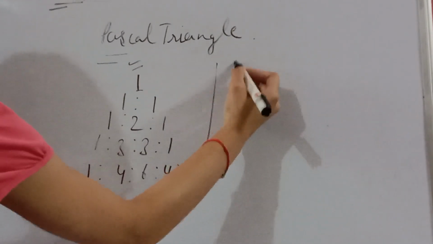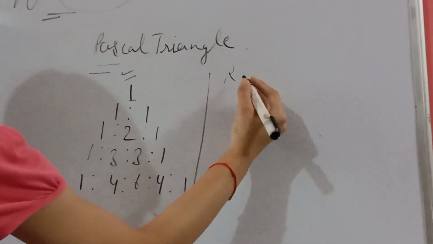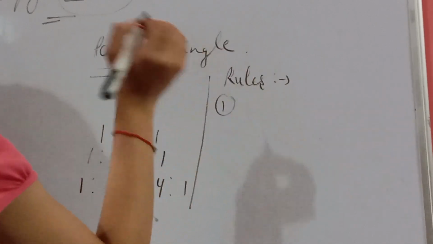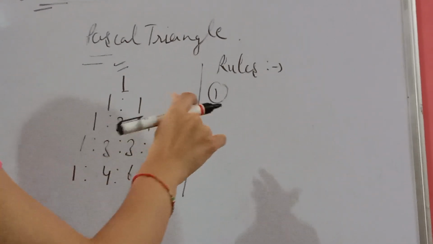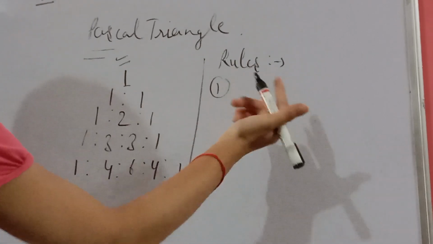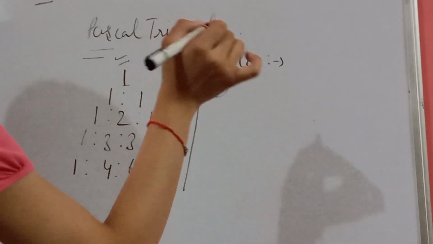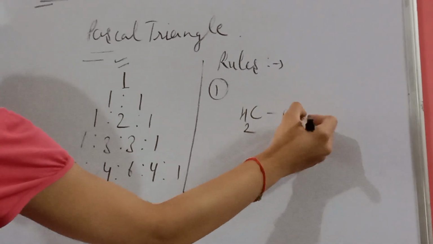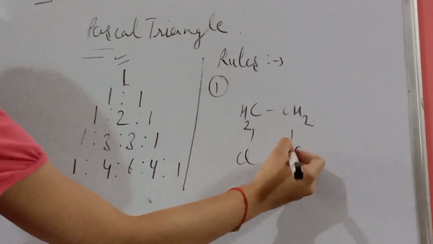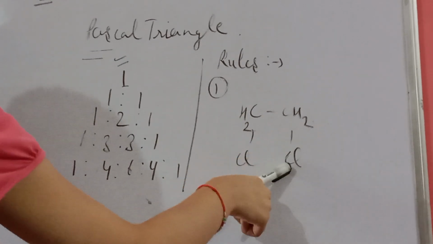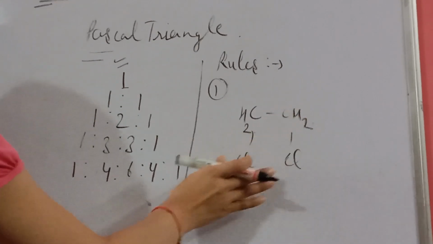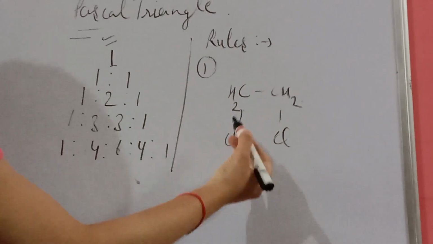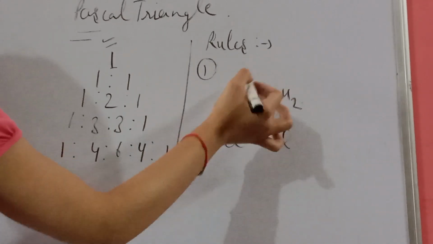Now we will study the rules for splitting of proton signals. The first rule is that splitting of a proton signal is only caused by non-equivalent neighboring protons, or we can say vicinal protons. Let us take an example of ethylene dichloride, that is ClCH2CH2Cl, with a chlorine atom attached to both carbon atoms. Here splitting of the proton signal does not take place because the vicinal protons are equivalent to each other.